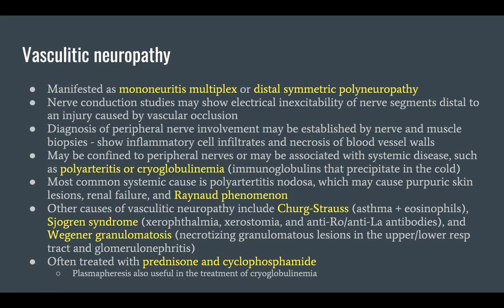They may have a Raynaud phenomenon, may have renal failure, purple lesions on their skin. And other causes are Churg-Strauss, which I know is in heme, Sjogren's syndrome, and then Wegener's granulomatosis. I know it has multiple names, but anyways. And then prednisone and cyclophosphamide are going to be the treatment for this.